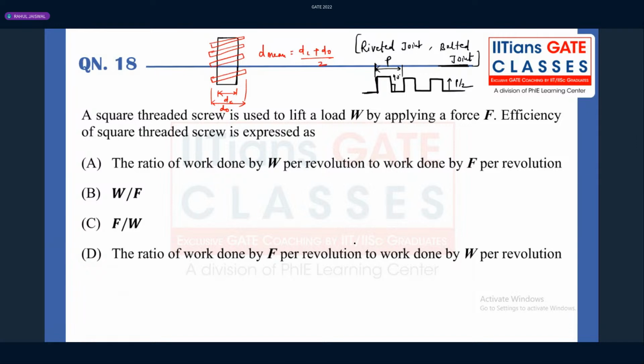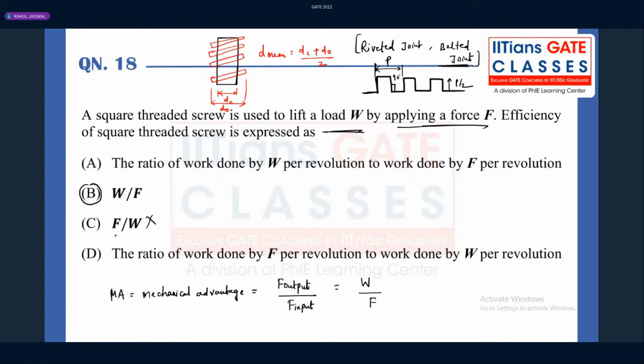Now, generally in this particular topic, students get confused between two terms: one is efficiency, the other is mechanical advantage. If I write down the formula of mechanical advantage, it is nothing but output force divided by input force, which you used to study in theory of machines, in the mechanism chapter. Now, the output force: we need to lift a load W, that is my output. How much input are we giving? We are applying the force F. So option B is the formula for mechanical advantage. There is no formula for F by W; that is irrelevant. In this way we can eliminate the options.